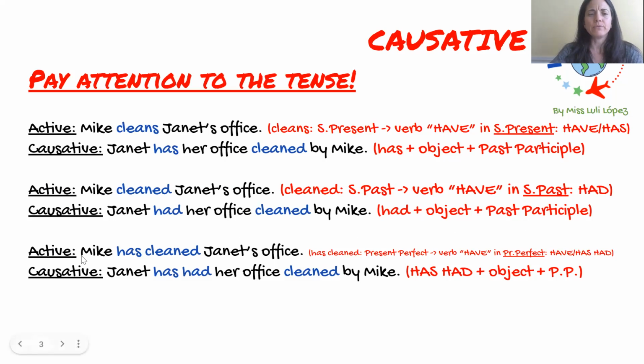Next example, if we have Mike has cleaned Jeanette's office, we have that has cleaned is in the present perfect. So the verb have is in present perfect. Have or has had. So Jeanette has had her office cleaned by Mike. So it's has had plus the object plus the past participle.